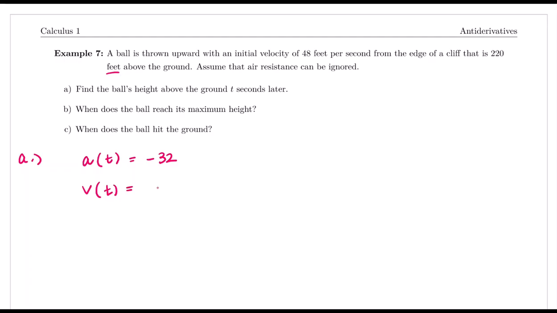From here, I'd like to find the velocity function by taking the antiderivative. So v of t is equal to negative 32t plus capital C. We're also given this information. Initial velocity is 48 feet per second. And that is another way of saying v of 0 is equal to 48.